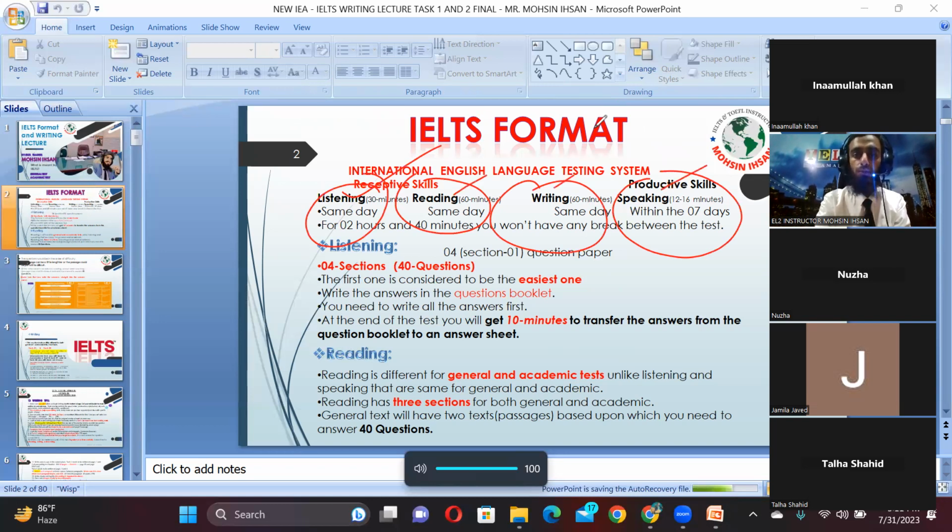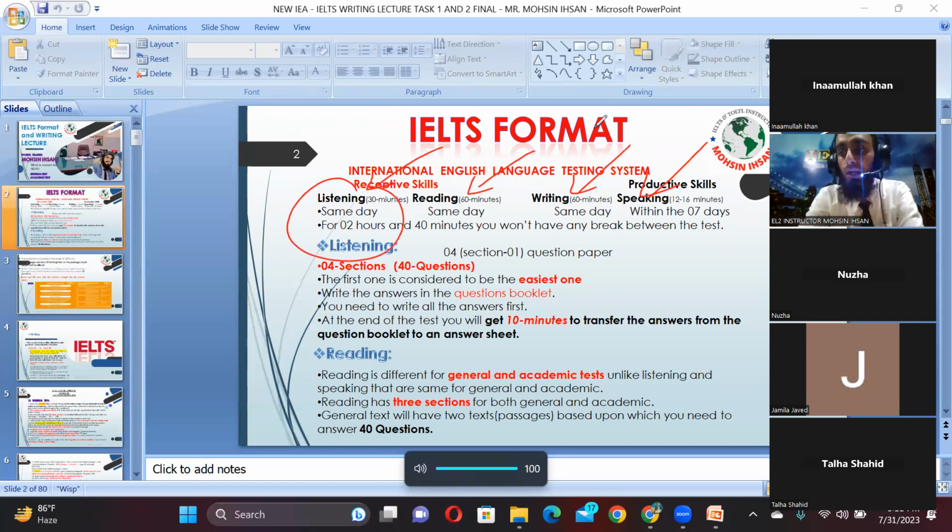How much time would be given? What would be the target? What would be tested so far? This is our concern so far. If we talk about the listening section, here you would have 4 different sections in the listening section, right? And each section would have a different audio.